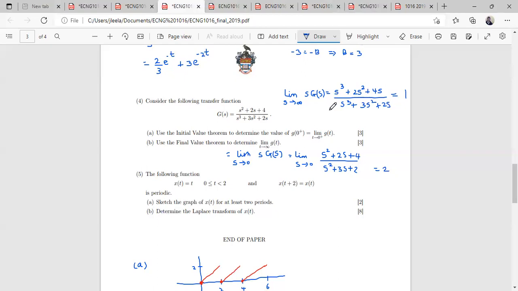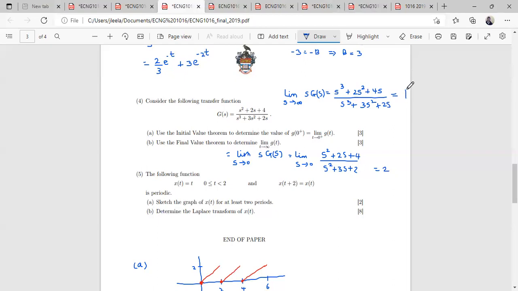And you divide by the highest power in the denominator, which is s cubed. So the first term in the numerator and the first term in the denominator will be 1. And the second term will be 2 over s plus 4 over s squared, and then in the denominator 3 over s plus 2 over s squared. So anything with s in the denominator will approach 0. So you'll just get 1 over 1, which is 1. So the answer is 1.